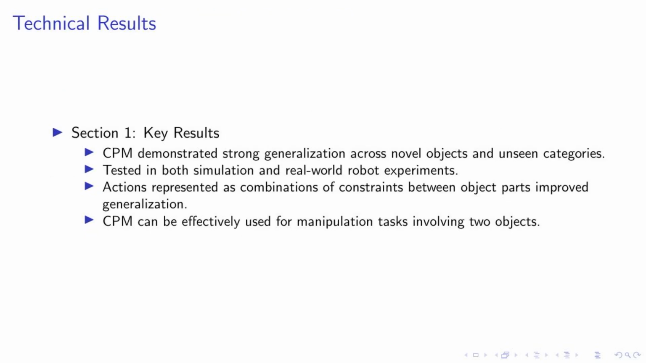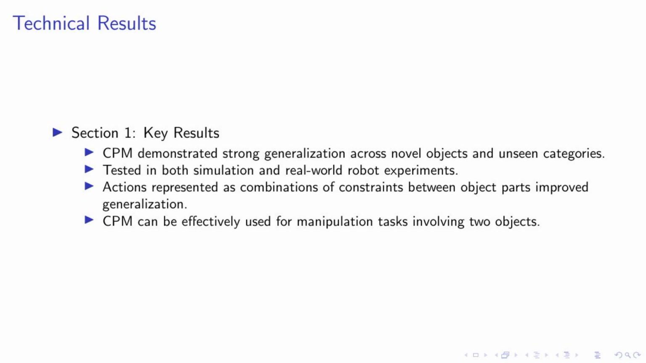Our composable part-based manipulation, or CPM, has shown impressive results. It has demonstrated a strong ability to generalize across both novel objects and unseen categories. This was tested in both simulated environments and real-world robotic experiments, showcasing its practical applicability. The key to this success lies in the representation of actions as combinations of constraints between object parts, which significantly improved generalization. Furthermore, CPM has proven to be effective in manipulation tasks involving two objects, opening up a wide range of potential applications.